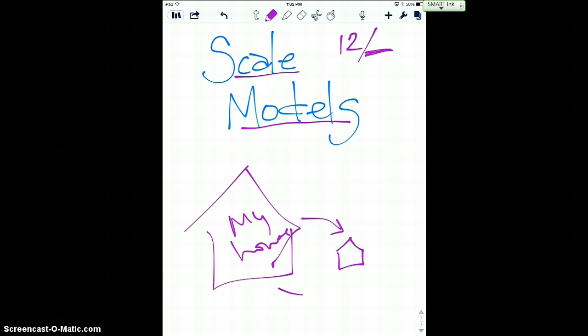But these two items, if it's a scale model, are going to be similar to one another. And what does similar mean? The sides are in proportion to each other, and the corresponding angles are congruent.